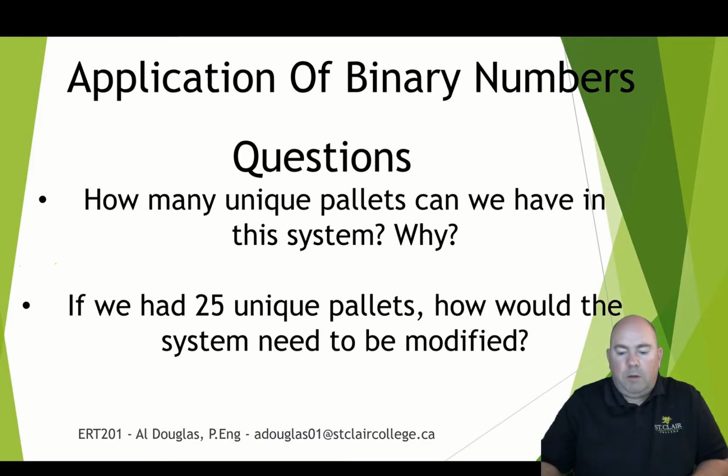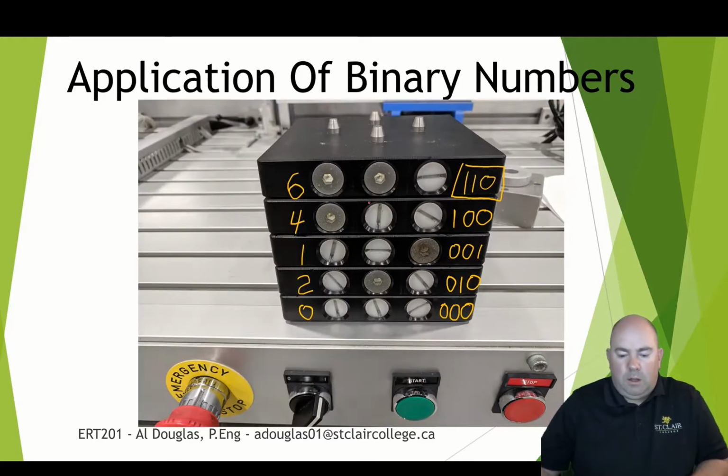Okay, so the first one, how many unique pallets can we have? So you see here, we're obviously going up to 6. If this one was metal, we would call that 111, and we would call that pallet number 7. So basically we have 3 bits here, or 2 to the power of 3, equals 8 pallets altogether that we can read. So we can identify 8 individual pallets.